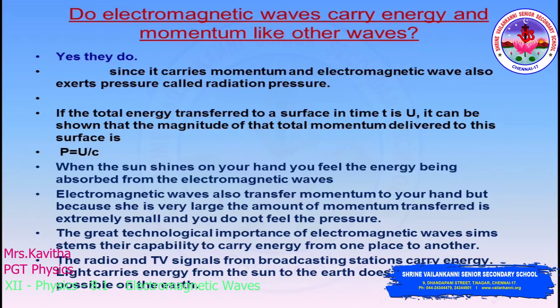Now, if the total energy transferred to a surface within time t is U, it can be shown that the magnitude of the total momentum delivered to the surface is P = U/c. We can take an example: when the sun shines on your hand, you feel the energy being absorbed from the electromagnetic waves. Your hands get warm. Is it right? So electromagnetic waves also transfer momentum to your hand.